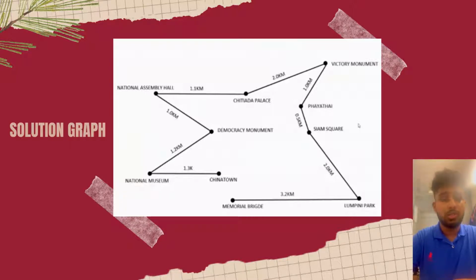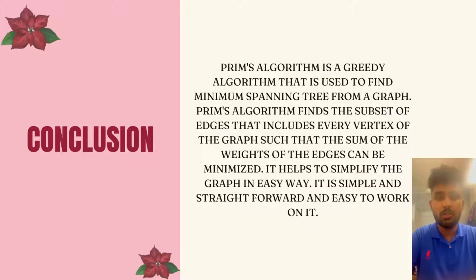So now I'm going to show the solution graph, which is the route of the map. The route is Chinatown to National Museum, National Museum to Democracy Monument, Democracy Monument to National Assembly Hall, following with Chitralada Palace. So from Chitralada Palace to Victory Monument to Phaya Thai, and then to Siam Square to Lumpini Park, and lastly to the Memorial Bridge. So this is the route which passes through all of the vertices with the minimum number of edges. So this is the conclusion of this case study.